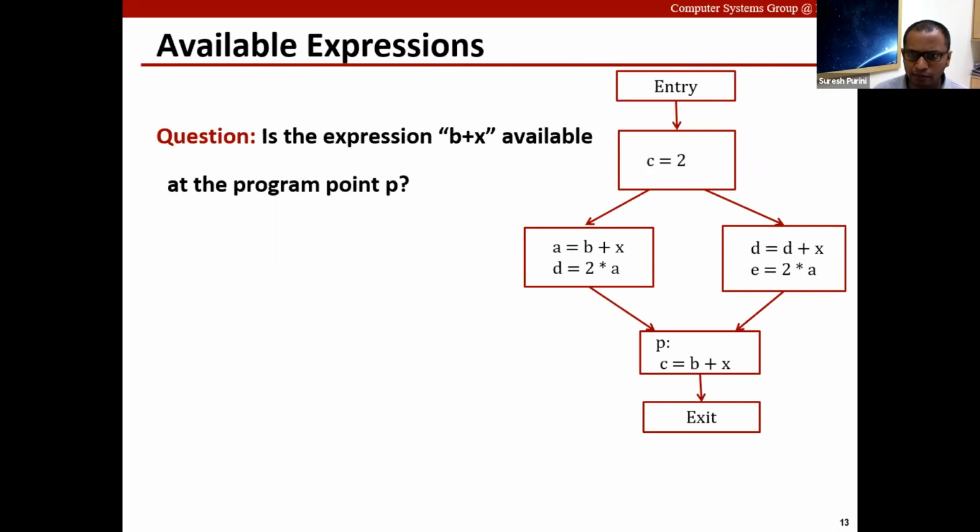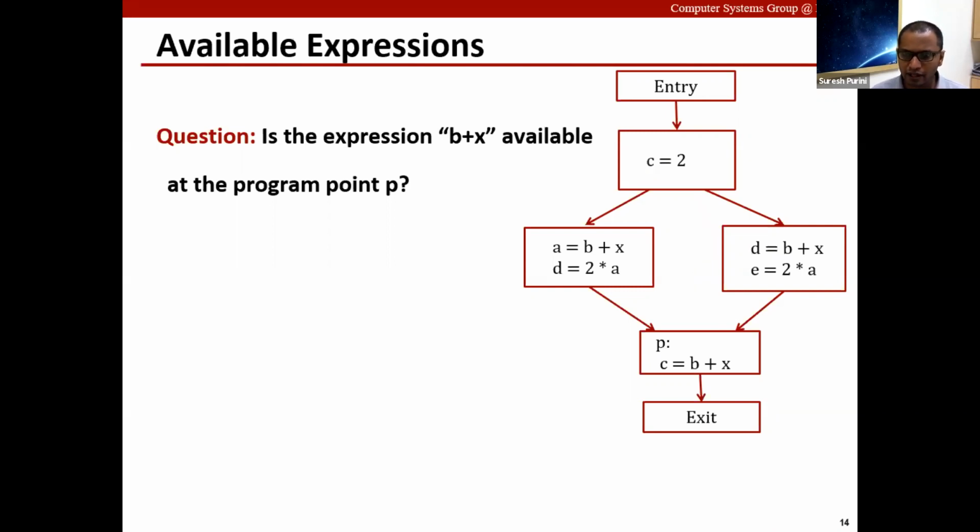Now let's look at this example again. So is the expression b plus x available at the program point p again? If you see, the expression b plus x is not computed in this basic block. It is computed in this basic block here. So if the program takes this path, then it is available at the program point p. But if the program takes this path, then it is not available at the program point. So we cannot say that the expression b plus x is available at the program point p. So that's the conclusion here.